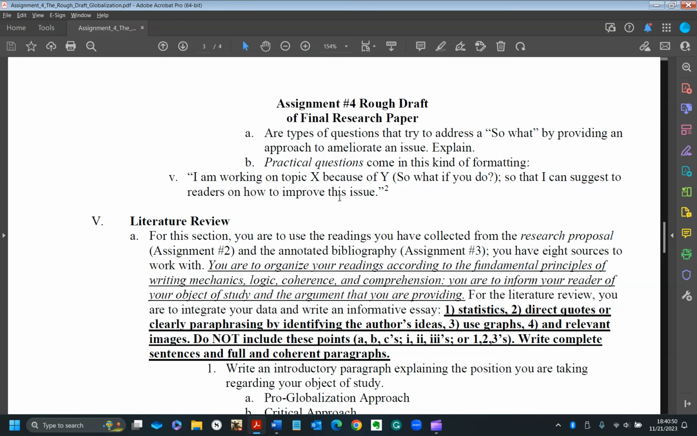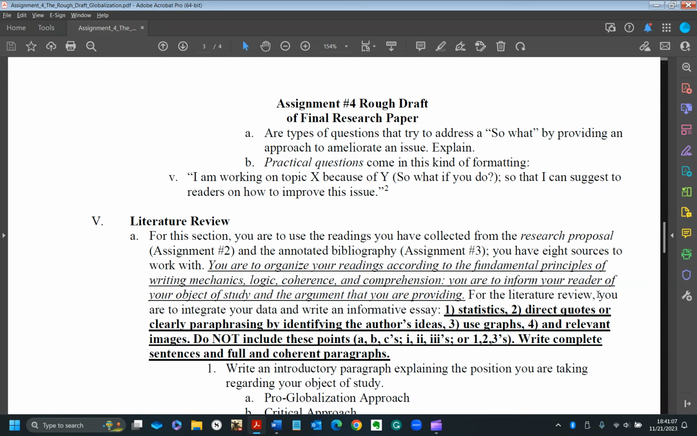Okay, so this video is going to review the literature review section. For this section, you are to use the readings you have collected from the research proposal from assignment 2 and the annotated bibliography, which is assignment 3. You have 8 sources to work with.